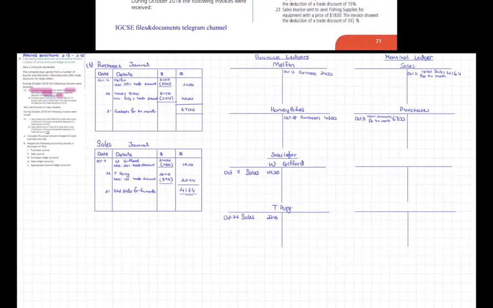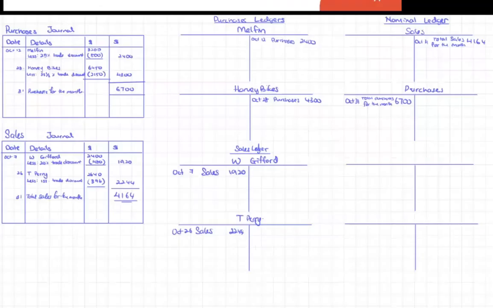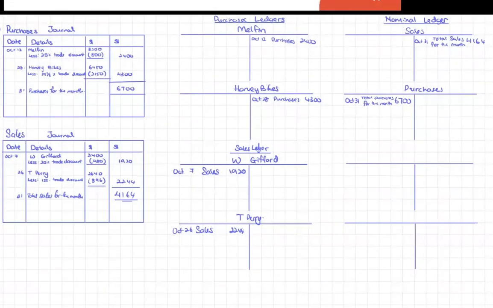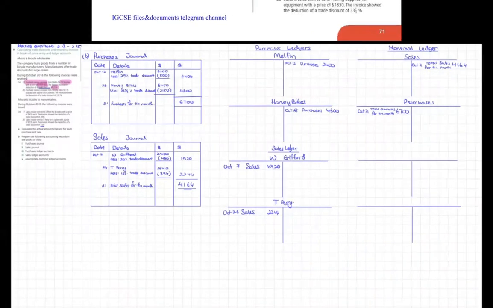So do not put your trade discounts anywhere in your ledgers, not your nominal, not your purchases, and not your sales. One more thing to remember is that purchases ledger and sales ledger only hold names of people that we owe or who owe us. So it can be businesses, it can be names of individuals, but it cannot be account names. For example, some students might think the sales account is in the sales ledger. Well, it is not. Sales and purchases accounts are all in your nominal ledger. That includes your purchases returns as well as your sales returns. Okay, that's all for number 9.